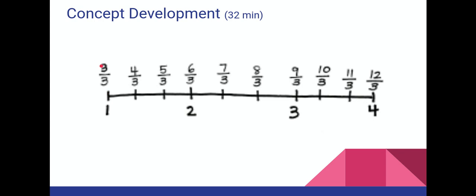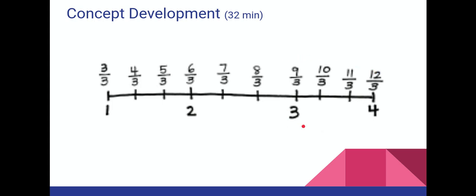Then each fraction moves up 1 in the numerator. So now I have a whole, which is 3/3. Then I add another piece. I have 1 more piece than a whole, so I have 4/3. Then I would have 5/3. Then when I hit 2 wholes, I have 6/3. Then 7/3, 8/3, 9/3, 10/3, 11/3, 12/3.